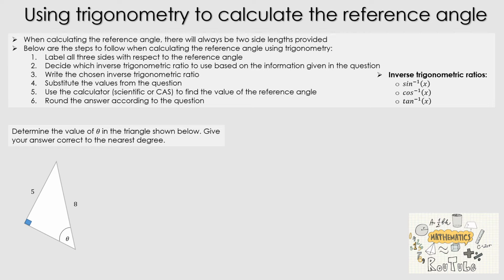So when calculating the reference angle, there will always be 2 side lengths provided, which we can hopefully see on the bottom of the page now. Once again, I've put some steps there. Now you'll see on the right hand side inverse trigonometric ratios. Whenever we are calculating the reference angle, we need to use the inverse trig ratios, not just the regular ones we use when we're using sine, cos, or tan with theta to find the value of the side lengths. So sine -1, cos -1, and tan -1, and hopefully you've seen those buttons on either your CAS calculator or your scientific calculator before, and we're going to use those in a couple of seconds.